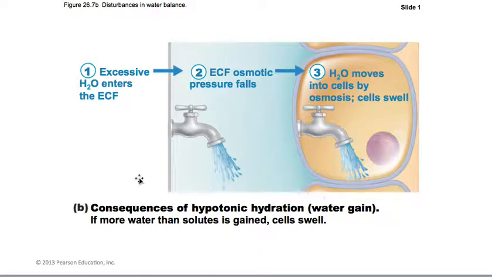Here's hypotonic. In cases like water intoxication, there's too much water out here relative to solute. So the water builds up in the extracellular fluid. There's not a good osmotic pressure that keeps water where it is. So then water moves into cells, the cells swell, and then they can burst. So that's the dangerous one. We don't want that to happen.